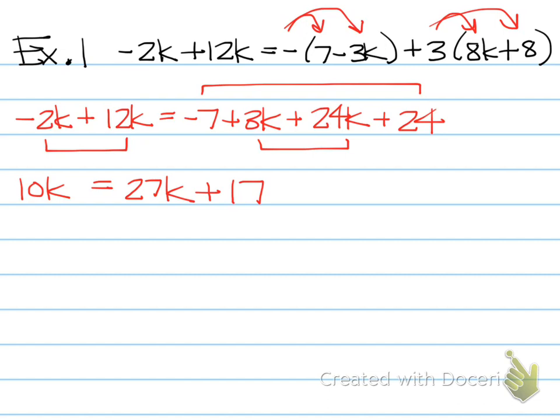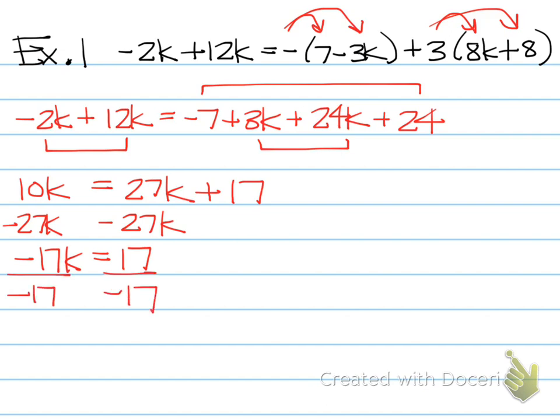And then next we want to get the variables on the same side of the equation. So you can either subtract 10k from both sides or subtract 27k from both sides. I'm subtracting 27k from both sides. When I subtract 27k from the left side, I'll get negative 17k, and I'll just be left with 17 on the right side. Last step is to divide both sides by negative 17, the number in front of our variable. Once we do that, we get the answer, which is k equals negative 1.